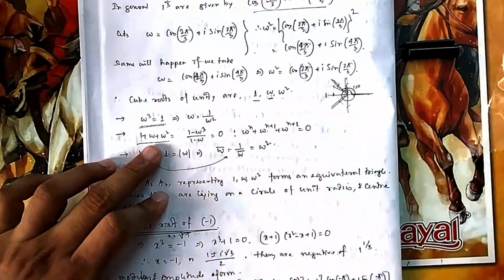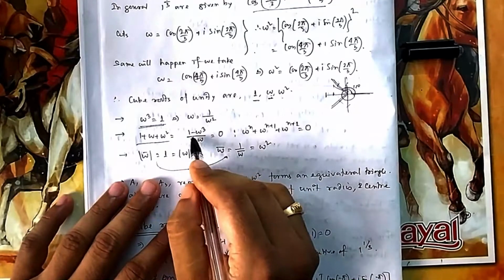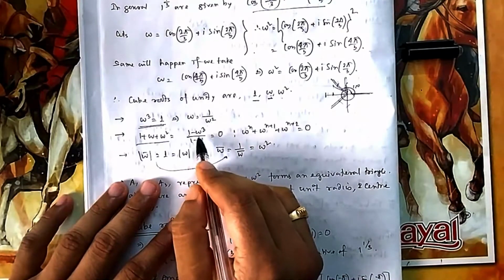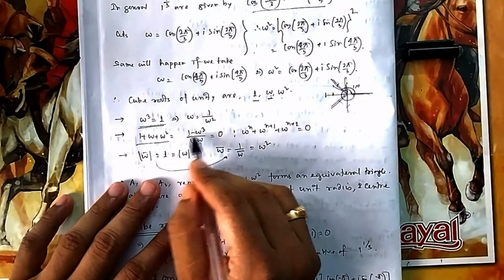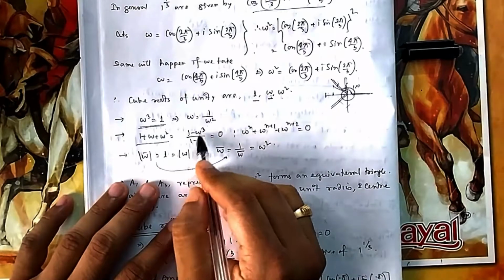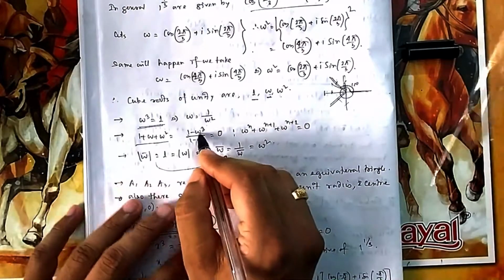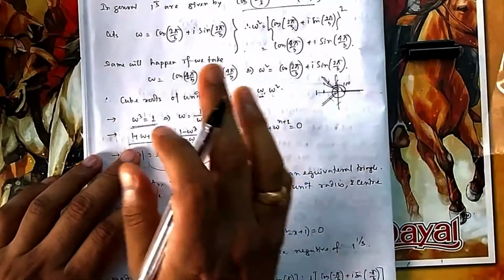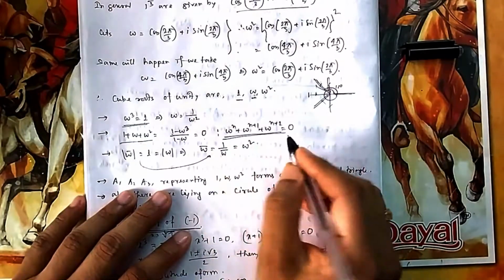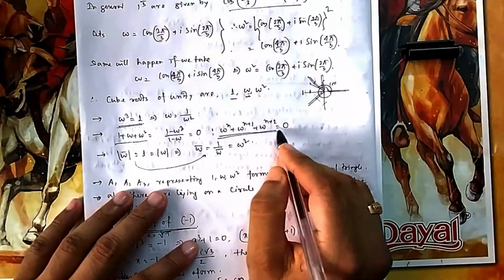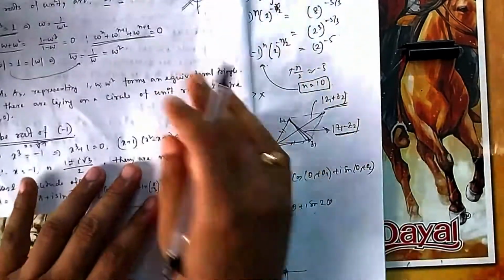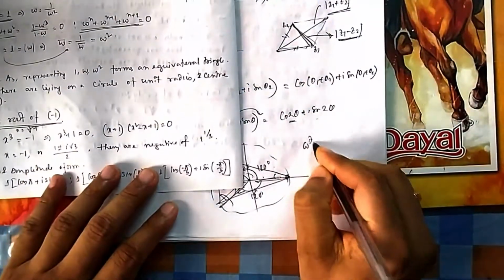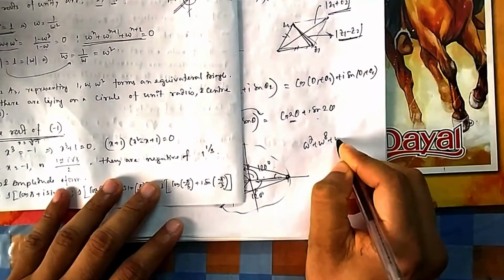Or you can do it this way also: you can write 1 minus omega cube by 1 minus omega. This is a cube minus b cube, 1 minus omega into 1 plus omega plus omega square. Since omega cube is 1, it is 0. Or if you add, that is also 0. This gives a very important result: if you have three consecutive powers of omega and add them, the sum will always be 0. Suppose you have omega 7, omega 8, omega 9. This sum will always be 0.